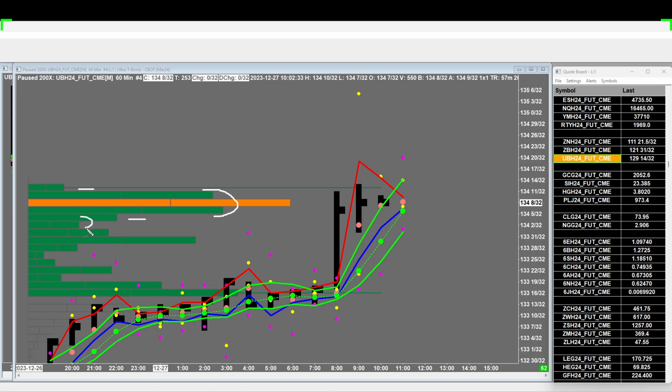So really, I wouldn't want to see price trade back down through that low volume node. I would want to see this distribution holding. I'd want to see the buyers continue to be interested here, and I want to see it push higher into new prices. So let's see what happens.